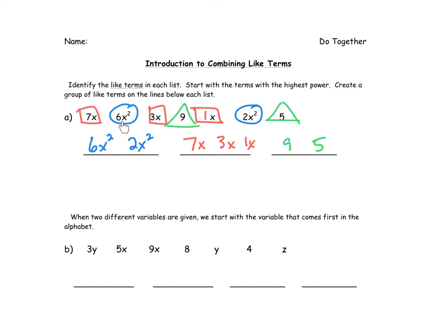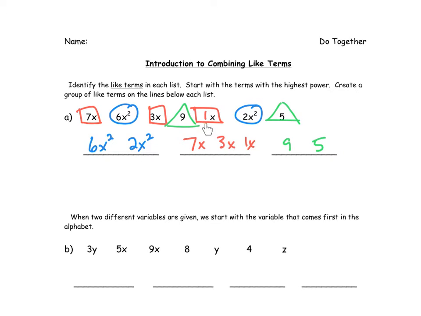So for instance, this is an x term and this is an x term, but this one is raised to the second power. We also call this x squared. So 6x squared and 2x squared have the same variable raised to the same power, so they're like terms. 7x, 3x, and 1x are also like terms, but they are different from x squared.